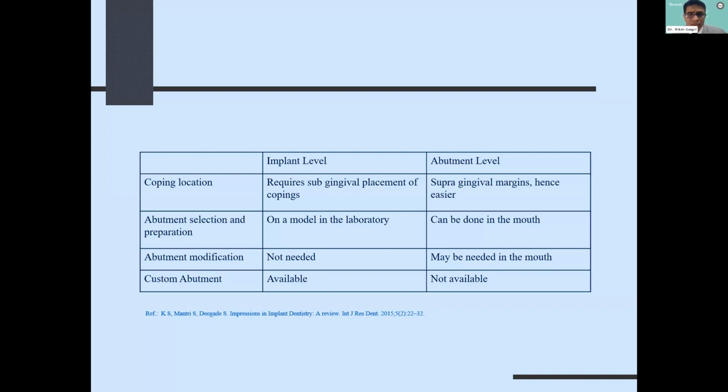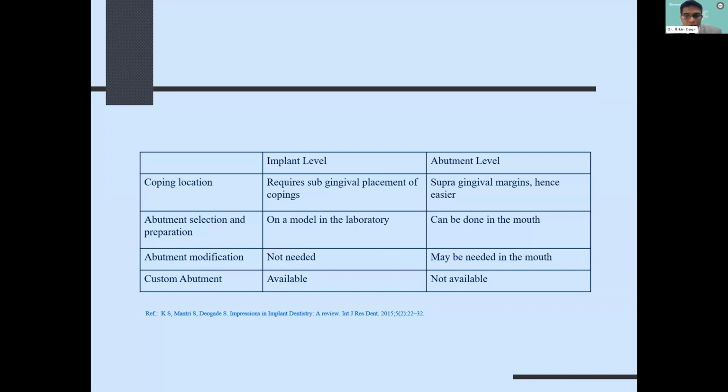Abutment selection and preparation. At implant level, it is done in the lab. The lab will decide the right kind of abutment, or if you want to stay involved in the entire case, then you can also design and decide what kind of abutment you would want the lab to make. If you are working at abutment level, then you only have to decide what best fits the scenario and send the information to the lab.